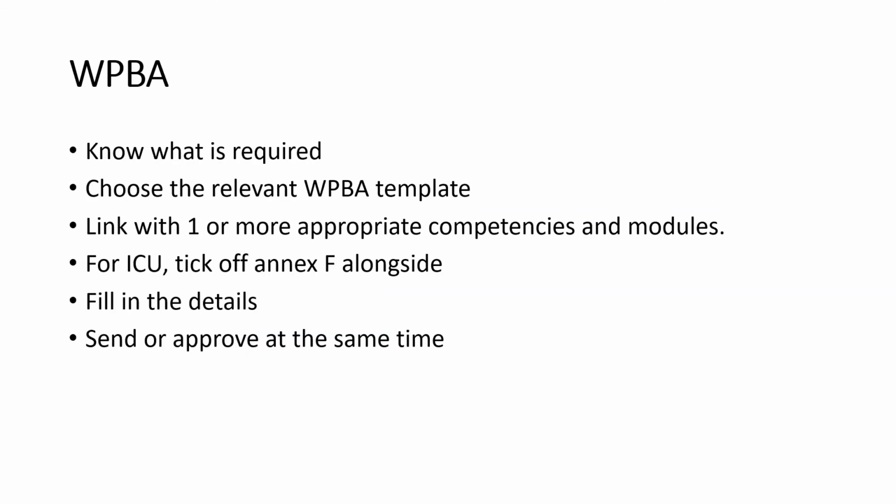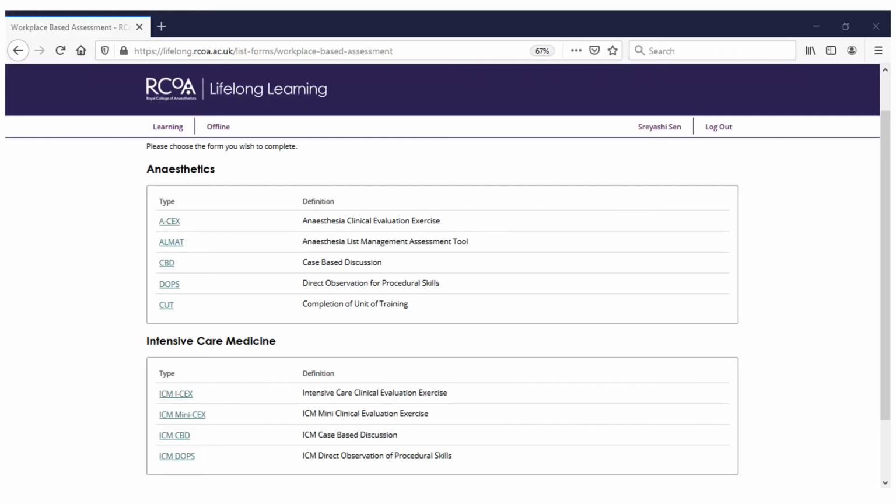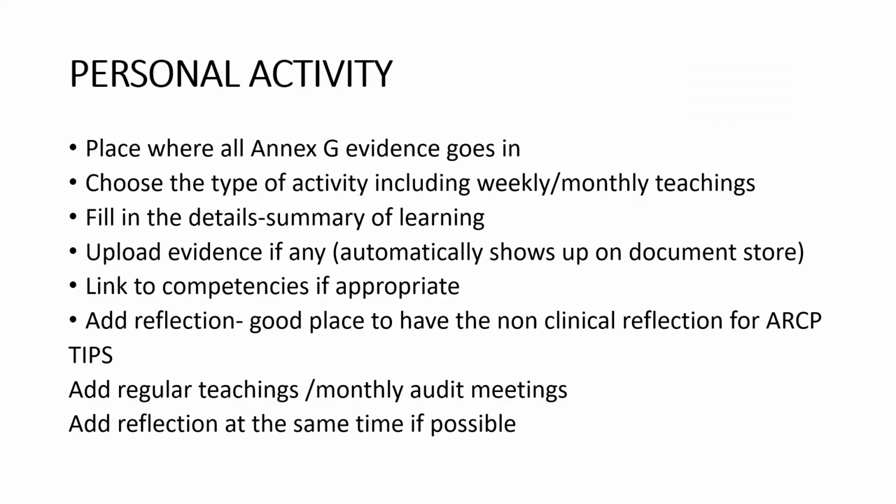We will quickly go through generating a workplace-based assessment, which is relatively straightforward. You will need to select the appropriate workplace-based assessment under the WPBA tab, which falls under New Entry on the dashboard. That opens up a page which will ask you to fill in the name of the assessor and choose the relevant competencies. At this stage, you can add multiple competencies from one or more modules as appropriate for one assessment, then fill the details in and send it for approval.